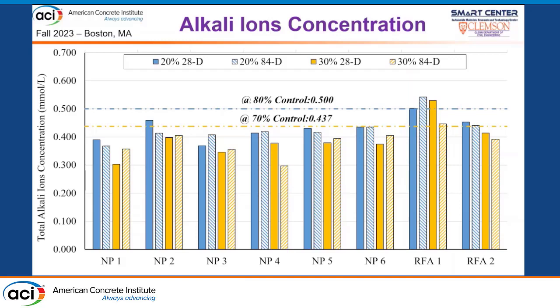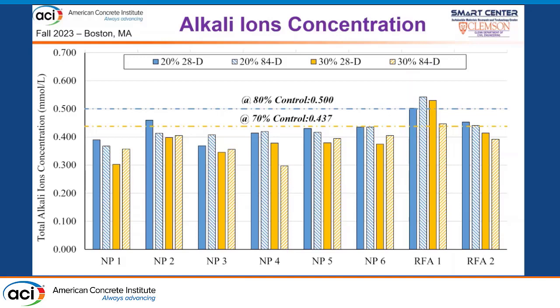In this study, we also consider the dilution effect, and the blue dashed line and yellow dashed line indicate the threshold line for the control after calculating the dilution impact. Only IF1 exceeds the threshold limit line, and the rest of the groups are lower than their corresponding limit line. Some may notice that some samples at 84 days have a higher alkali concentration than at 28 days.